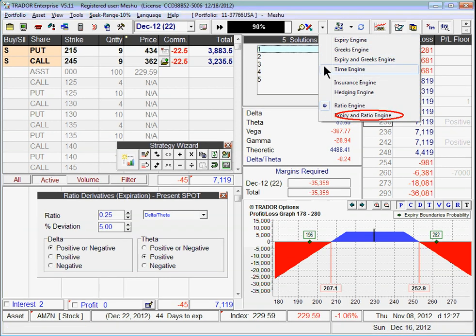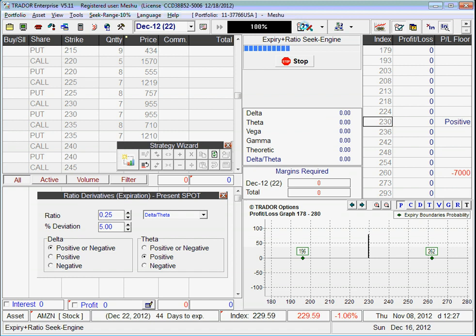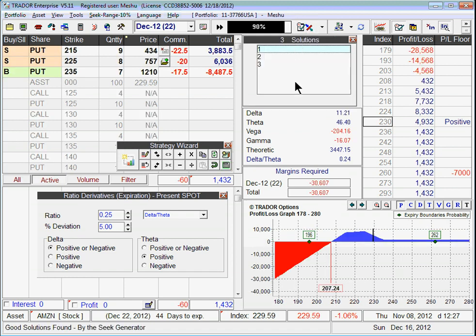The last engine is the combined expiry and ratio engine that are actually activated together, so that they are seeking both for Greeks ratio and for the profit-loss floors defined. So, I'll leave the delta and theta ratio as 0.25 and add a maximum loss exposure floor at index 260 of minus $7,000 and a positive floor at the current 230 index and activate the engine. On solutions found, notice the Greeks ratio and also the floors defined, and see that they match all definitions.